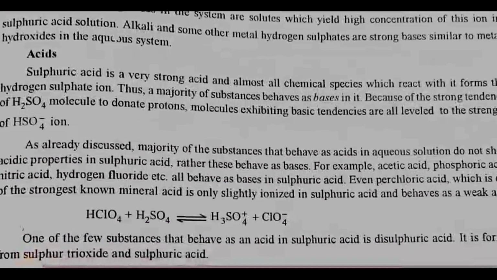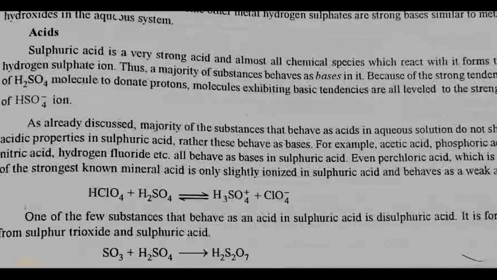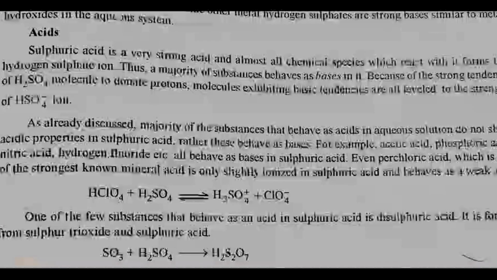Acids. Sulfuric acid is a very strong acid, and almost all chemical species which react with it form the hydrogen sulfate ion. Thus, a majority of substances behave as bases in it because of the strong tendency of the H2SO4 molecule to donate protons. Molecules exhibiting basic tendencies are all leveled to the strength of the HSO4− ion. As already discussed, the majority of substances that behave as acids in aqueous solution do not show acidic properties in sulfuric acid. Rather, these behave as bases. For example, acetic acid, phosphoric acid, nitric acid, hydrogen fluoride, etc. all behave as bases in sulfuric acid.